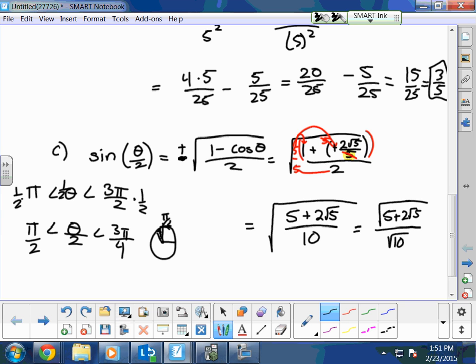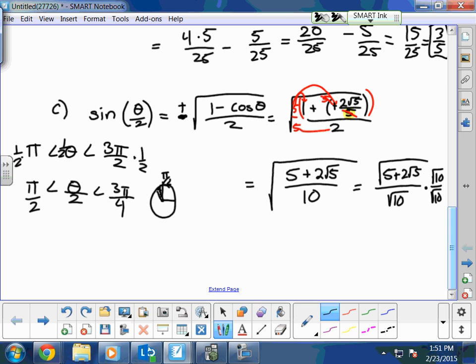So then from here, I want to get rid of this square root of 10, so I'm going to multiply by square root of 10, top and bottom. And I'm going to be left with the square root of 5 plus 2 square root of 5. I'm going to put the 10 here. I combined the two square roots. That means I combined this one and this one. They didn't cancel out, they just combined. And these will cancel to produce 10.